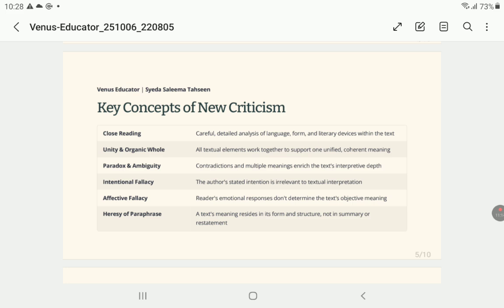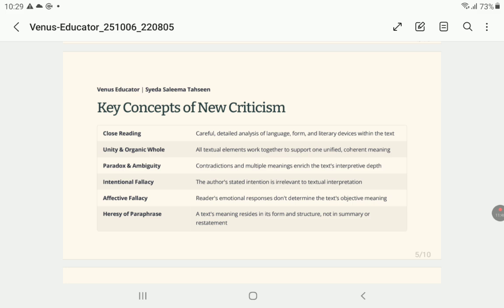Next we have unity and organic whole. All textual elements work together and support one unified, coherent meaning. So what is it? All textual elements, in the sense of figures of speech, form, words. Alright, then the next important key concept of new criticism is paradox and ambiguity.